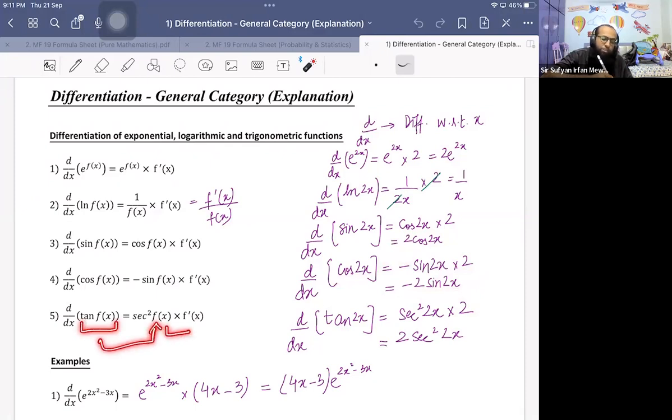And then the differentiation of the angle will be multiplied. So tan angle is equal to sec square angle multiplied by differentiation of the angle. So tan f(x) is equal to sec square f(x) multiplied by f prime x. If you check out an example, then tan 2x is equal to sec square 2x multiplied by 2, which becomes 2 sec square 2x.